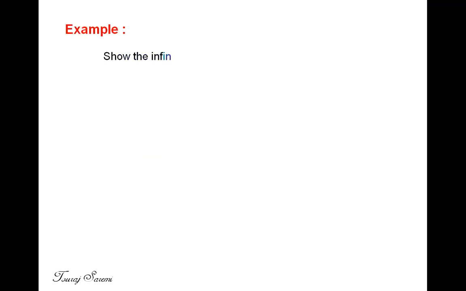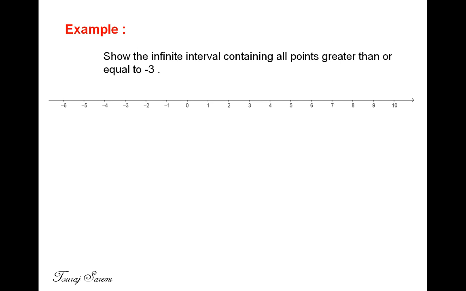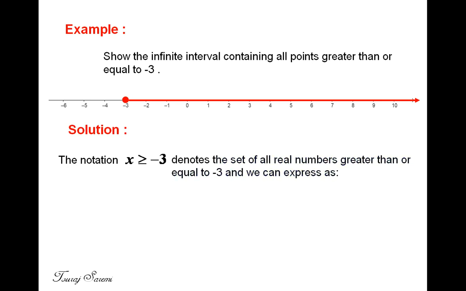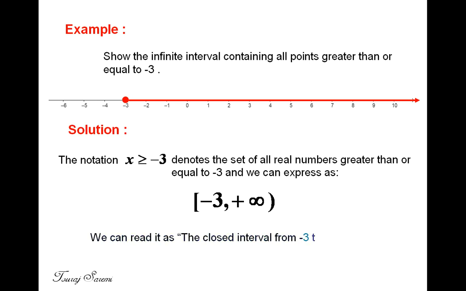Example. Show the infinite interval containing all points greater than or equal to -3. Solution. The notation x greater than or equal to -3 denotes the set of all real numbers greater than or equal to -3, and we can express it as, we can read it as the closed interval from -3 to positive infinity.